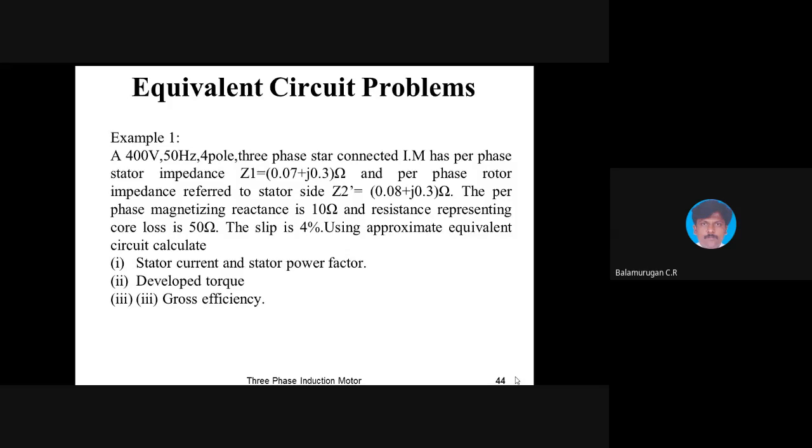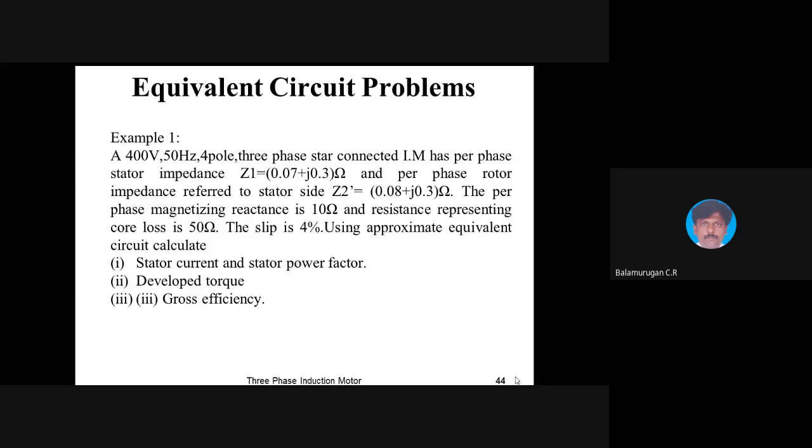It is given in terms of Z value, so you can find the value from the Z. Z1 equal to 0.07 plus J 0.3, Z2 equal to 0.08 plus J 0.3 ohm. From this you can write the R1, X1, R2 dash, X2 dash. So first you are supposed to calculate the stator current and stator power factor.